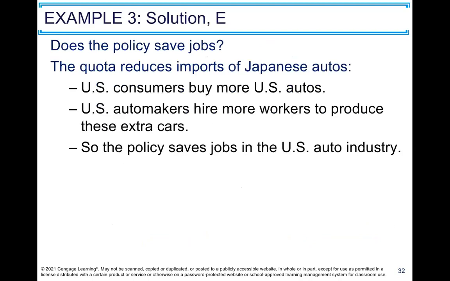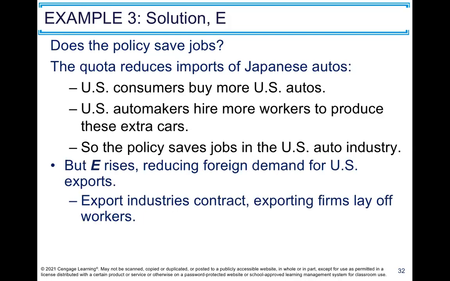Now we could think of, for example, the job argument: if we put an import quota on Toyotas, we're essentially saving Ford and Chevy. We're saving the Michigan auto industry, and that's good. However, we just saw that E rises. That is true that we would be protecting the U.S. automaker, and they would do a little better.